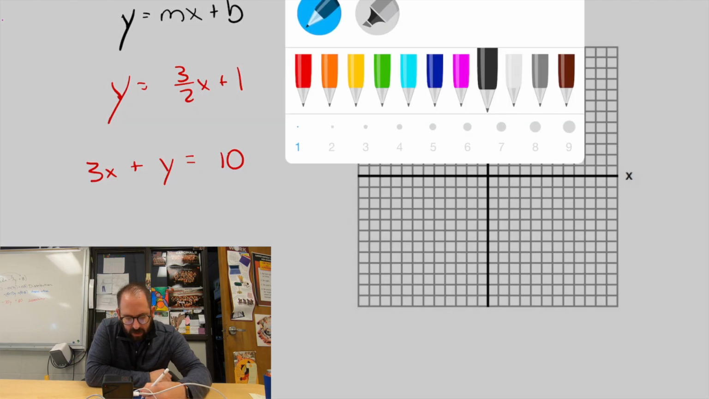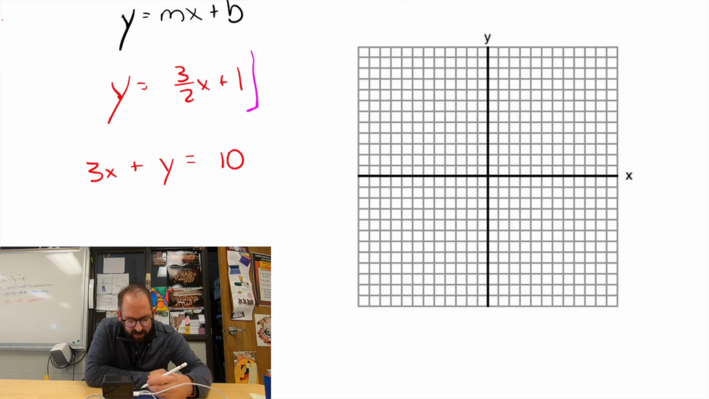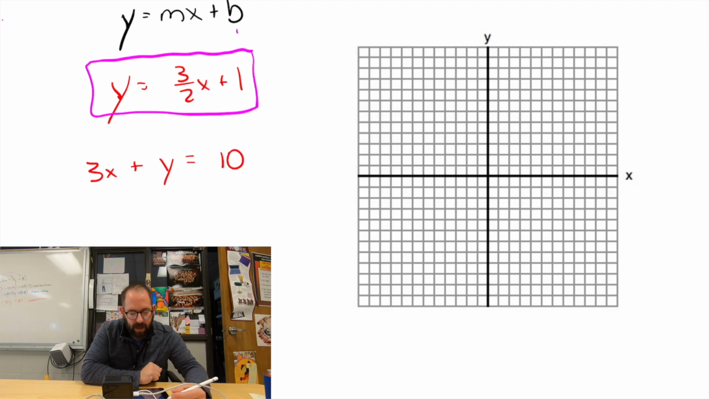So the top one, let me put this top one in purple here. This one's already in the perfect form. I have my y equals mx plus b. So the b is the 1, that's the positive 1 in the back. So I'm going to start at positive 1, so it's at positive 1 here.